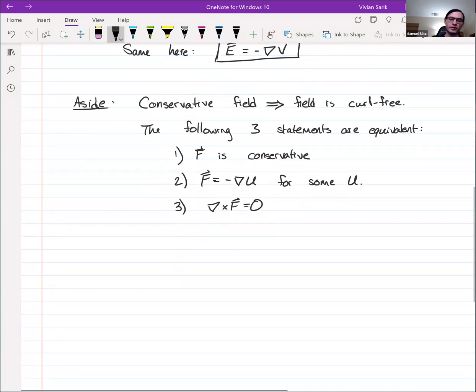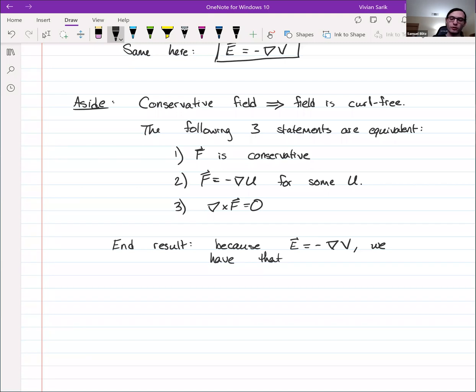This is a useful set of mathematical relationships that lets you go between these three different ideas. The reason why this works is just because the curl of the gradient of any function is always 0. So if you were to replace F with the negative gradient of U, you can show relatively easily that it's 0. So the end result of this mathematical aside is that because the electric field has the property that it's the negative gradient of a function, V, we have that the electric field is curl-free.